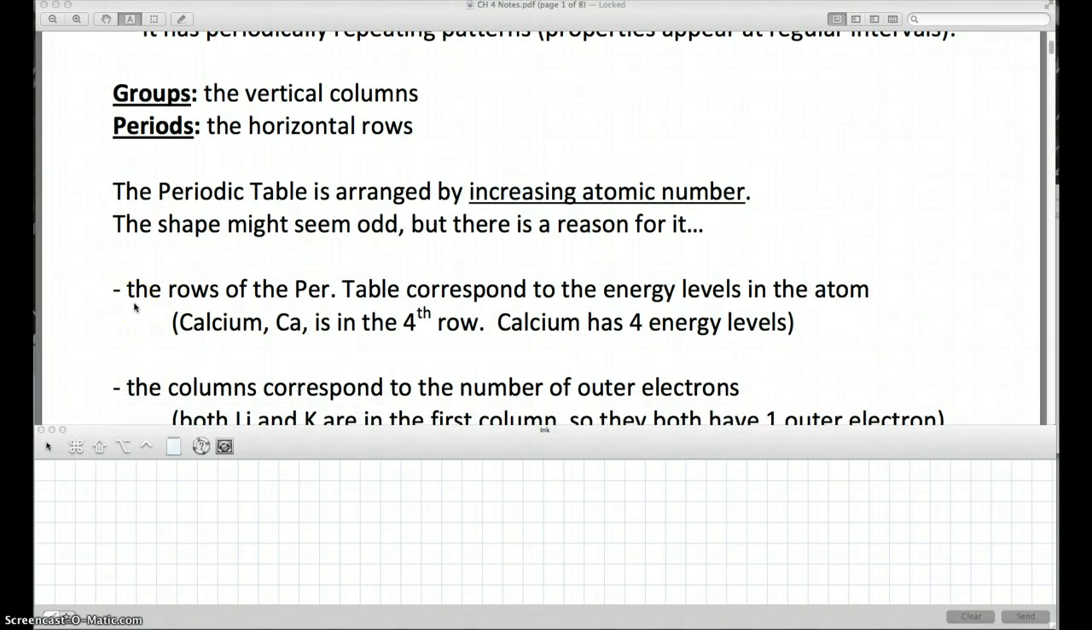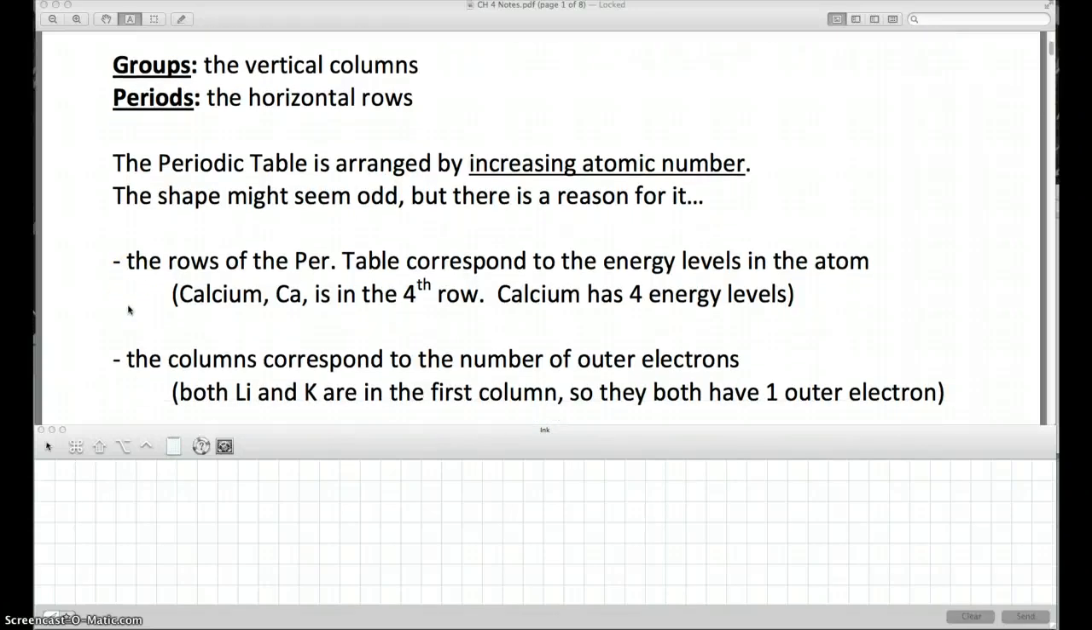One thing we've talked about already is the fact that the rows in the periodic table correspond to the energy levels in the atom. So calcium is in the fourth row, so it has 4 energy levels, or 4 rings. One thing we're going to talk about this chapter is that the columns correspond to the number of outer electrons. When two atoms come together and bond, and we'll talk about that in chapter 5 and 6, the parts of the atom that touch are the outer rings. So we don't really care all that much about the inner rings of an atom. We care much more about the outermost ring.